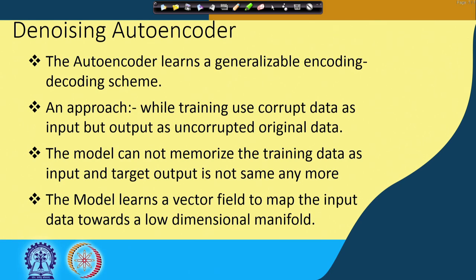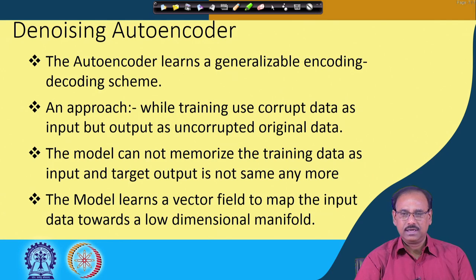But in case of denoising autoencoder, what we are doing is training the autoencoder with a corrupt version or a perturbed version of the original data, whereas we expect that the output from the autoencoder should be the original uncorrupted data. So now, your input and output are different, right? Input is corrupted data, output is uncorrupted original data. Because the input and output are different, and using this pair the autoencoder is trained, the autoencoder cannot memorize the input data anymore, because the input data and the target are not the same.